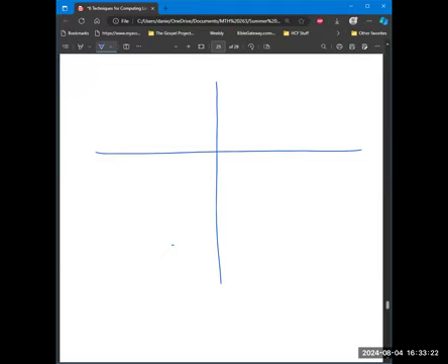At 2, there's a vertical asymptote. At 0, there's a vertical asymptote. And at negative infinity, I'm not sure if I'm coming at it from above or below, but there's going to be a horizontal asymptote at y equals 0. And at infinity, we're going to go to infinity somehow.